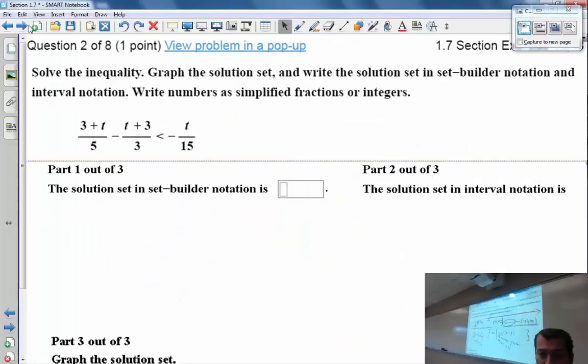Now we're going for the next one. Similar question, isn't it? Well, something is quite different. Yeah, they ask pretty much the same thing: set builder, interval, graph. Same setup. However, what's the deal? What do you see all over the place?